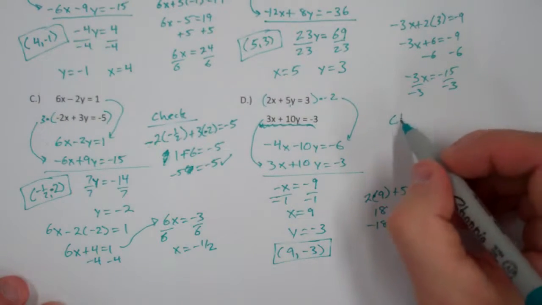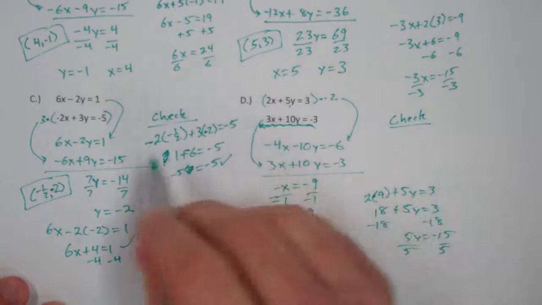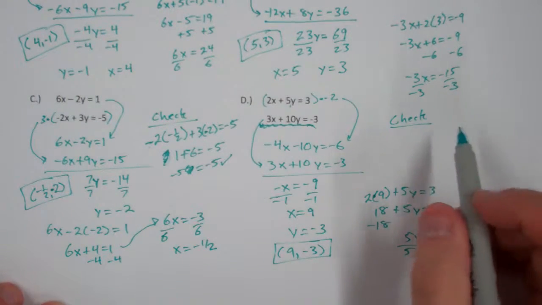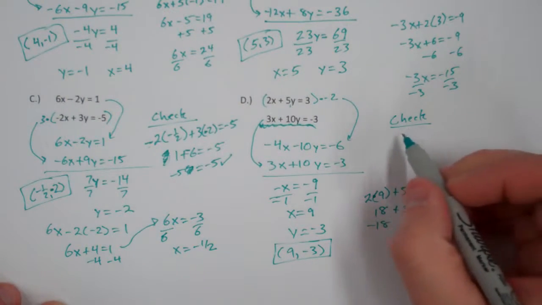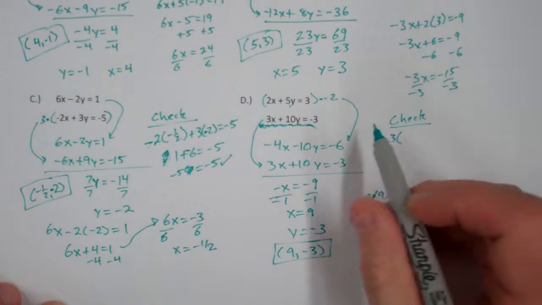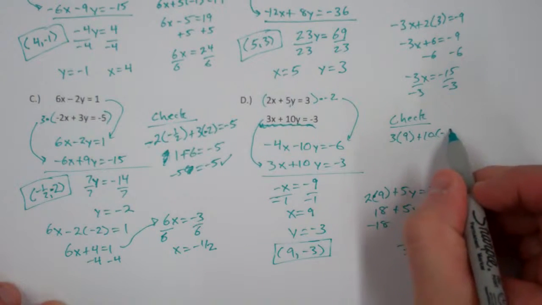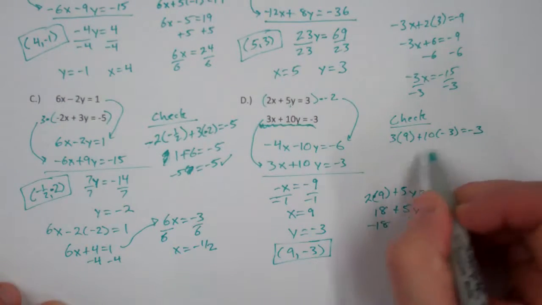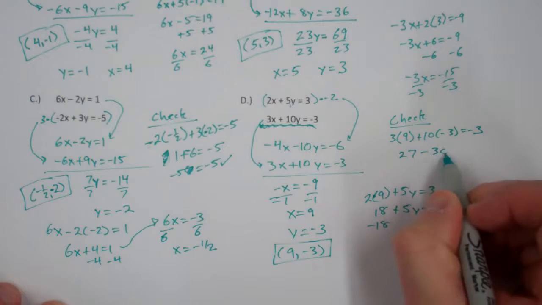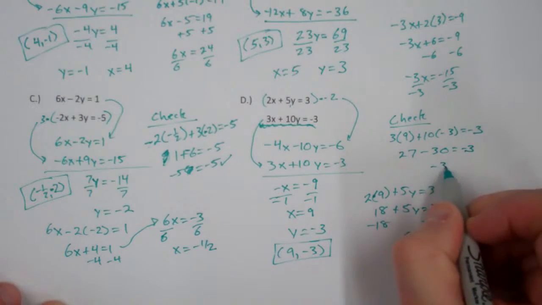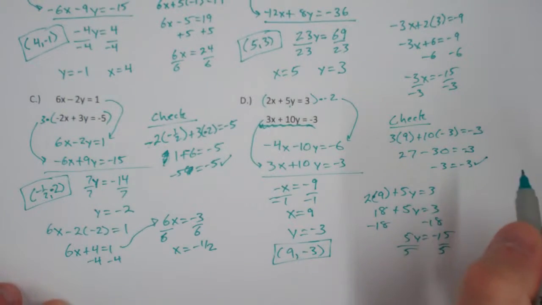We'll just check that real quick. As we found out in the previous example, sometimes you make a mistake. And the only way to find that really is to check it. So we'll choose the equation we didn't use previously, which is this one. And we'll see if this works. So we've got 27 minus 30 is equal to negative 3. And negative 3 is equal to negative 3.